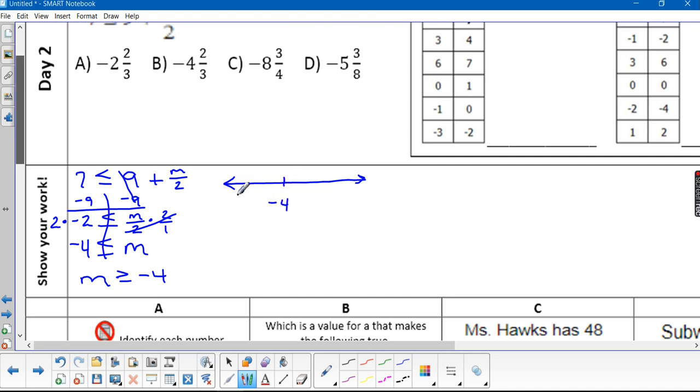Got a -4. Don't forget your negatives run the opposite as the positives. And a -3. And that's a closed circle on that -4. Shaded to the right. So anything that's in my shaded region is a solution. Let's go up here and look.